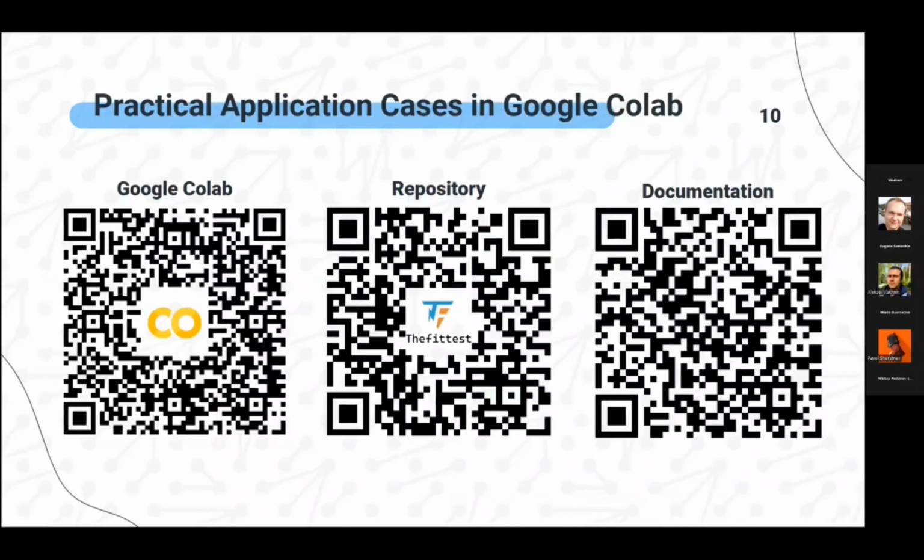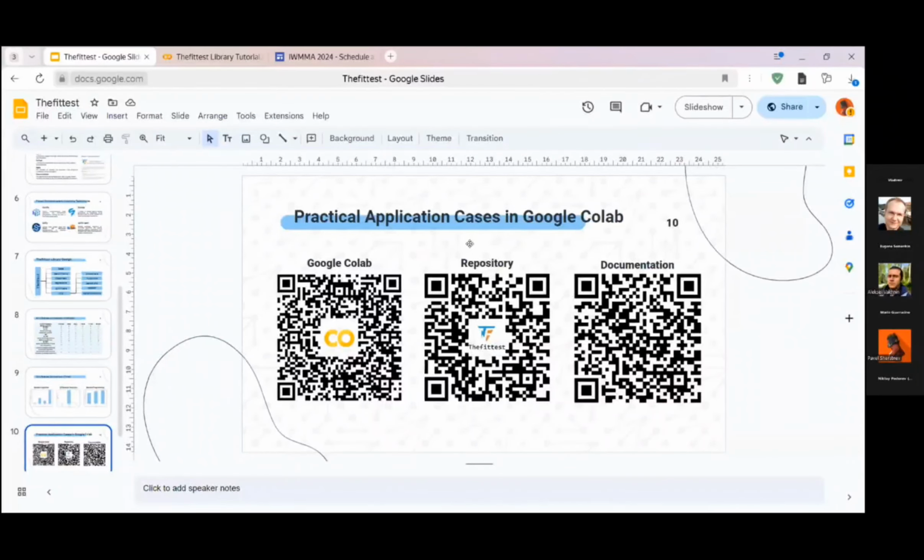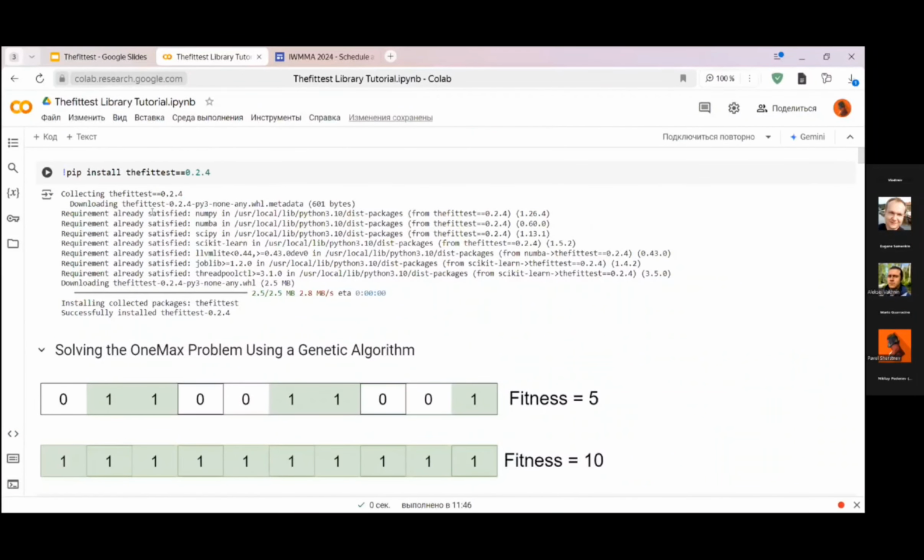Okay, now let's dive into practical use cases of the Thefittest library. All examples will be presented in code format executed in Google Colab. Before exploring the cases, it's necessary to install the library. Since Thefittest is already indexed in PyPI, it can be installed using the simple command pip install thefittest. All necessary dependencies are installed automatically.